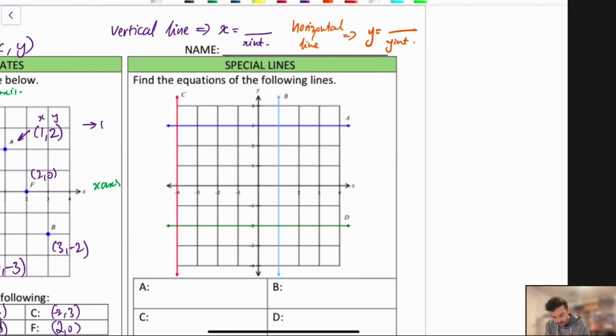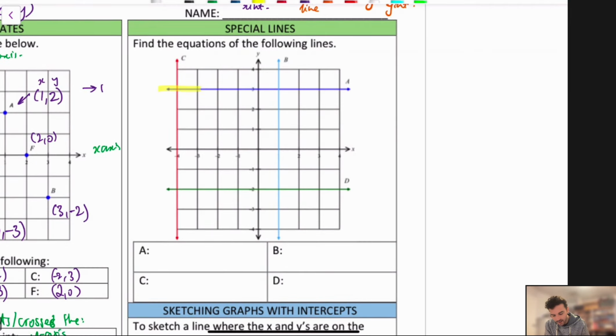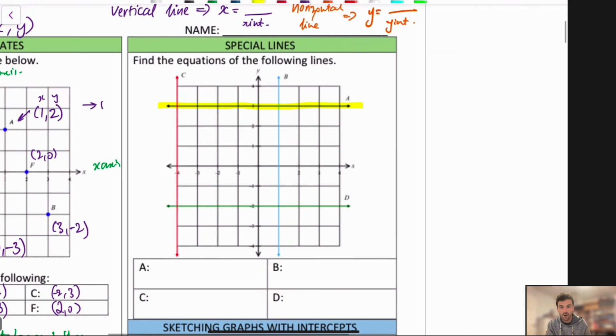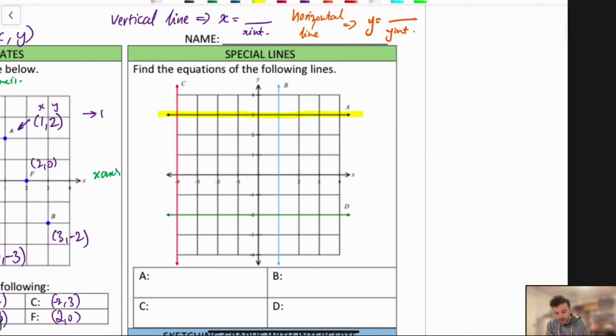Let's do A first. Now A, as we can see, is a horizontal line, so it's going to be y is equal to the y-intercept. Now the y-intercept in this case is 3. So this is the y-intercept. So therefore we just say y is equal to, and in this case, 3. That's our equation.